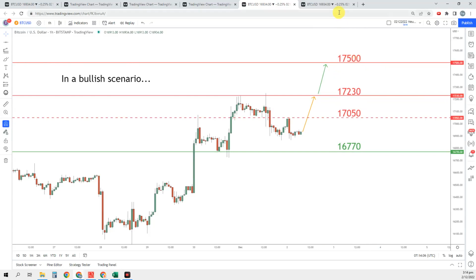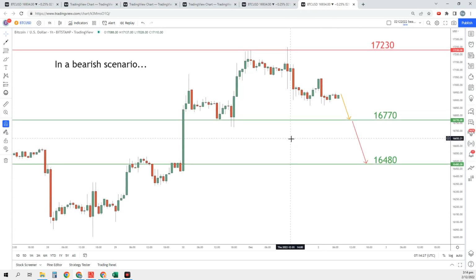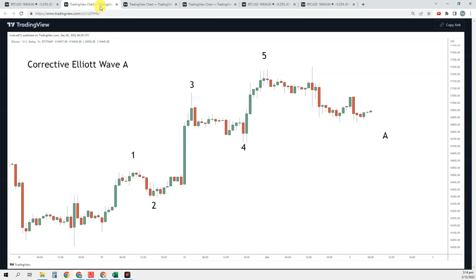On the flip side, in a bearish scenario, if the market breaks below 16,770, what is likely going to happen is that it's going to drop to 16,480. And again, I'd like to show you why these levels are important. Remember that previously I showed you this chart where we have the Elliott wave structure. So wave A tends to retrace about 61.8% of the entire move here.